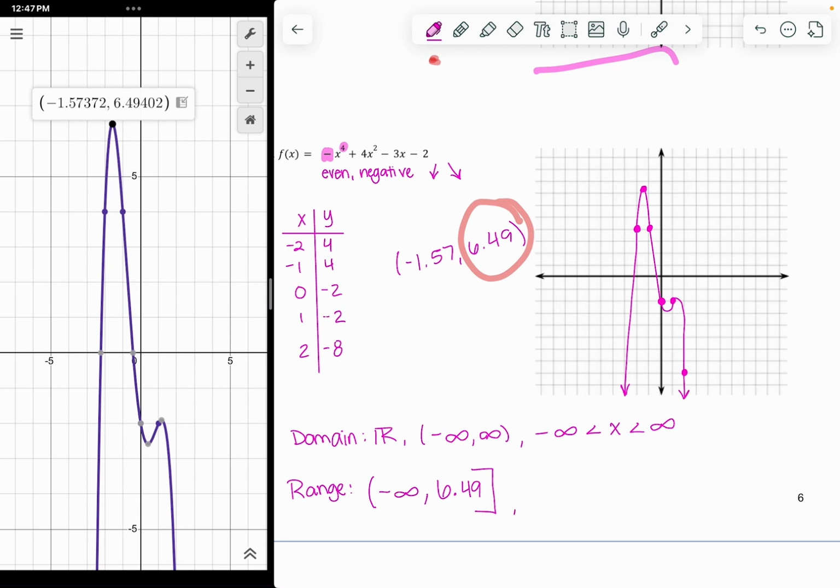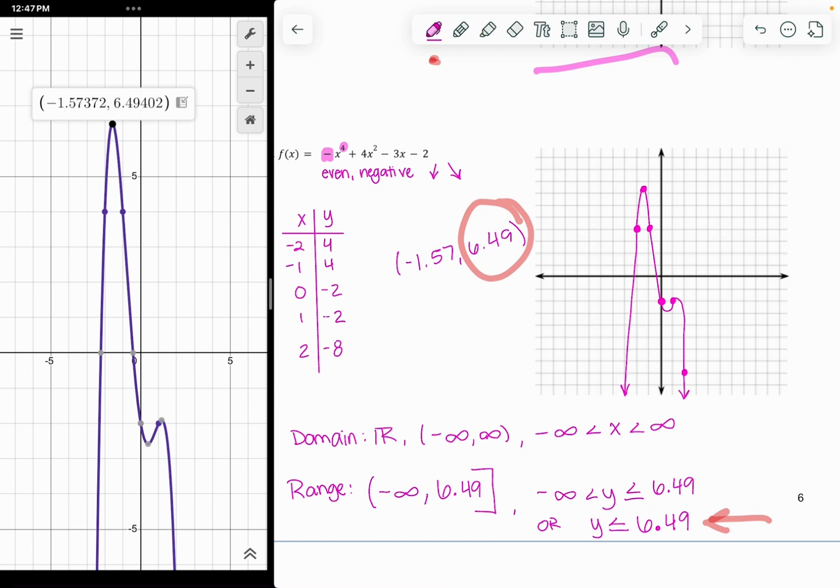If I wanted to use interval notation, we could definitely write it like this. That is fully acceptable. Or we can write it as all of the y's that are smaller than or equal to 6.49. More often than not, you're going to see this. So I would write it that way.